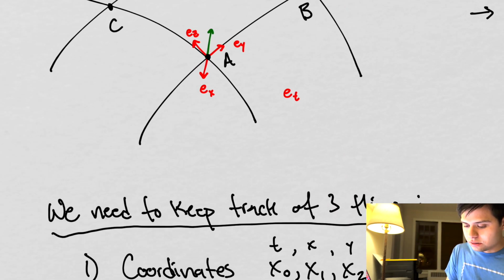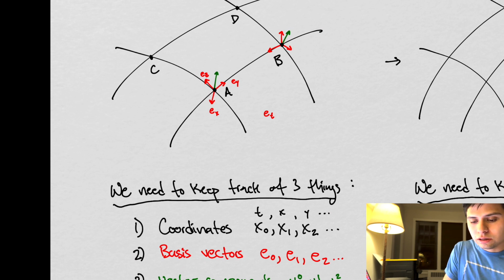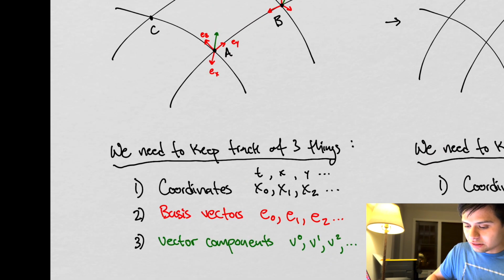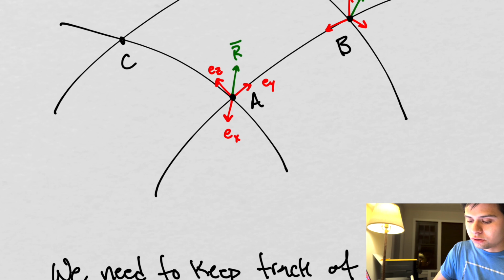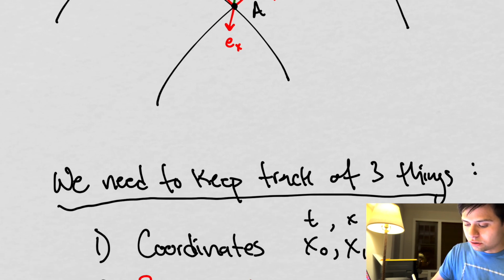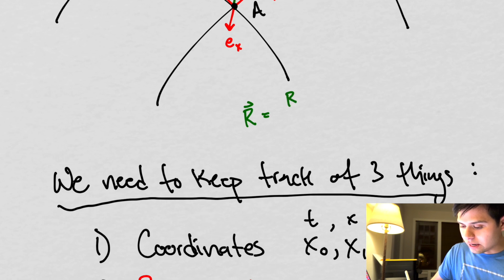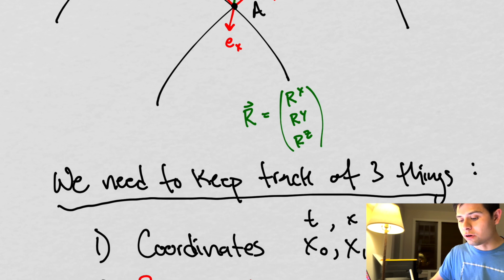And then I'll just erase that for right now. And then we have the vector components themselves, right? So when we write out the vector, say this is R, our vector R has components, right? It has Rx, has Ry, and it has Rz, right? These are the components that make up R.